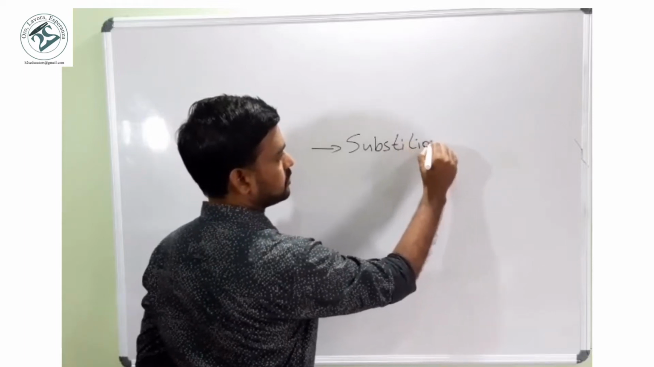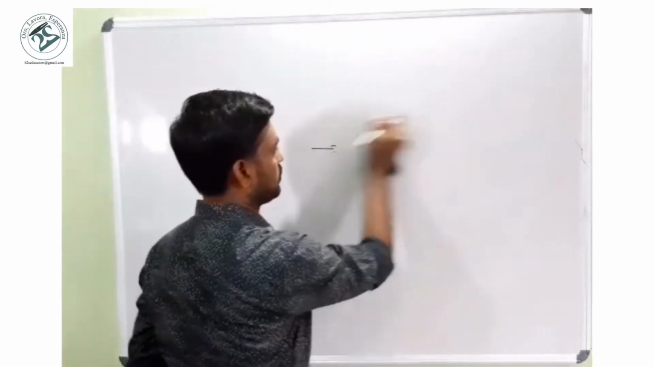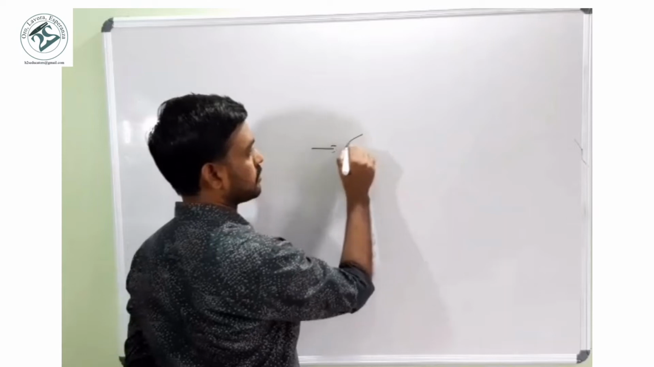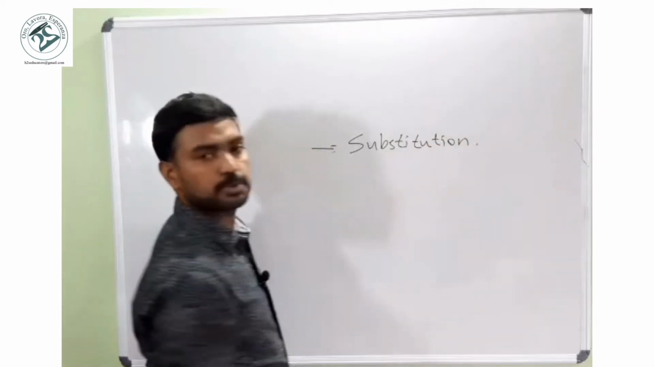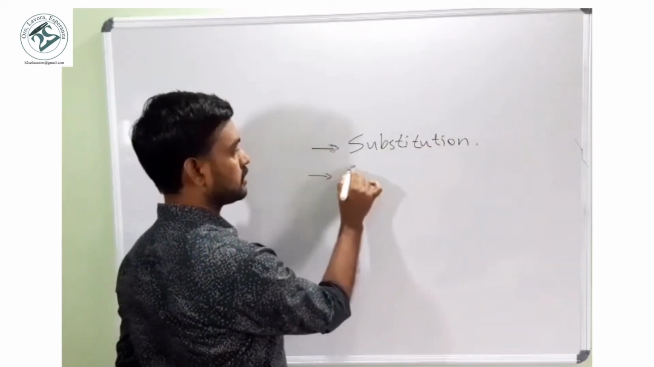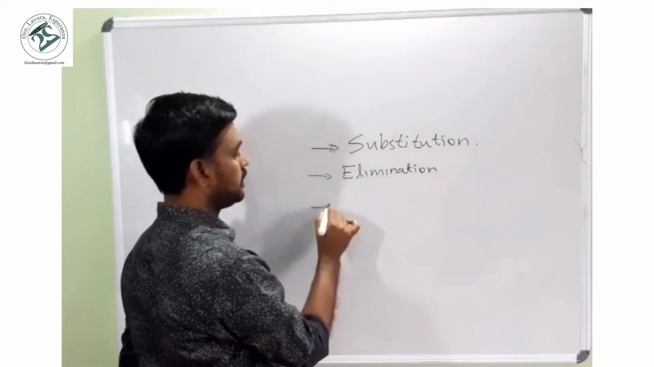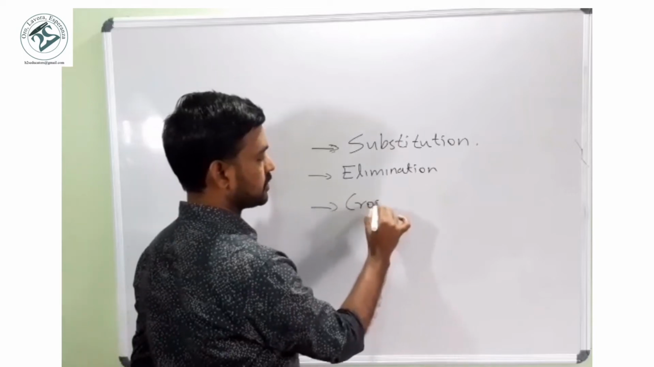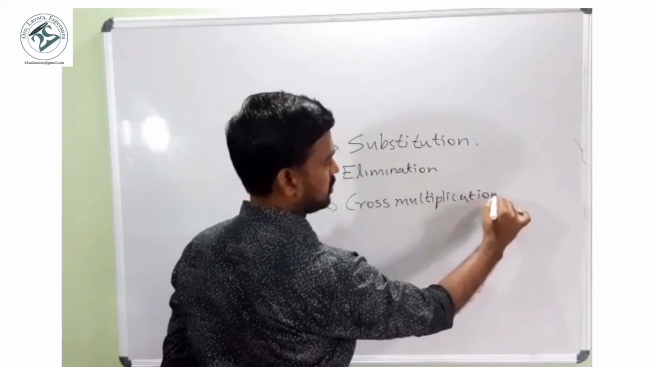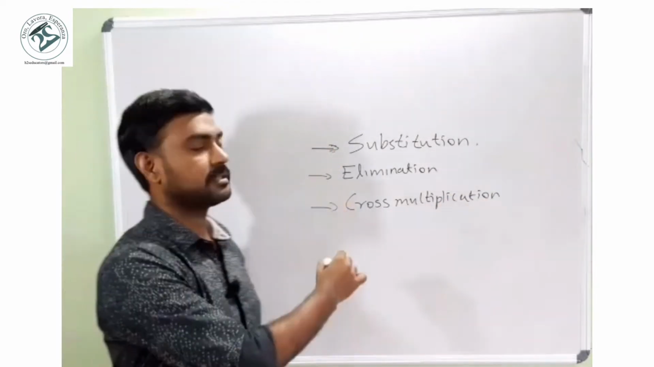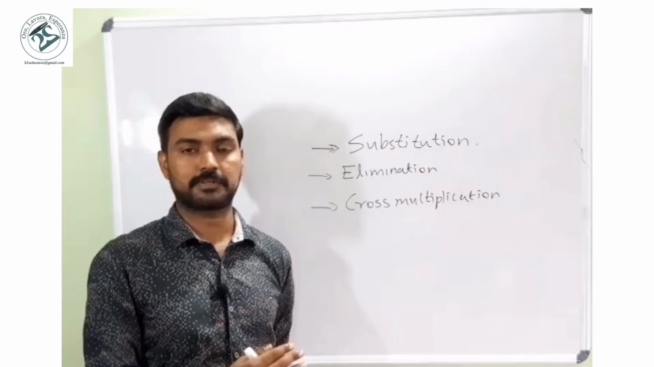Substitution method. Second method is known as elimination method, and third one, cross multiplication method. These three methods together known as algebraic methods, because we will form algebraic expressions and solve it.